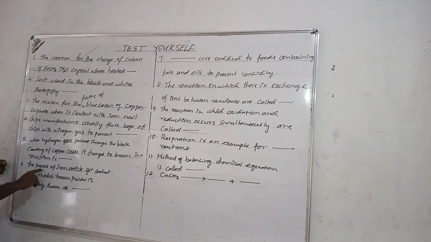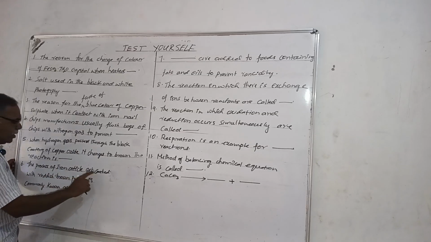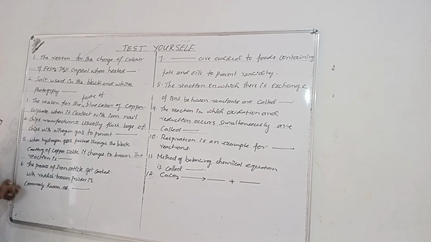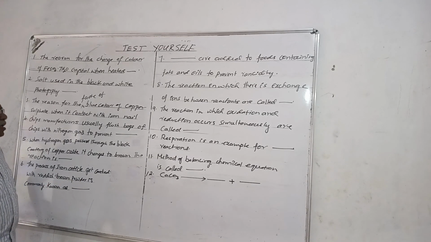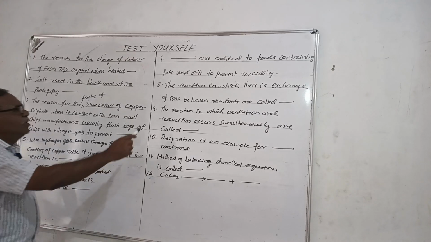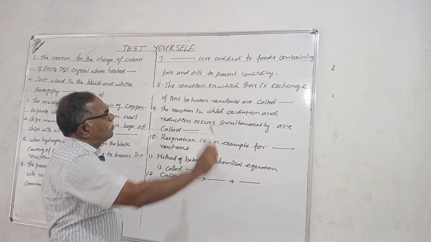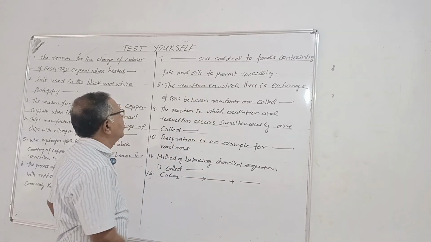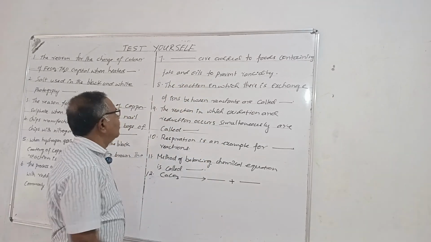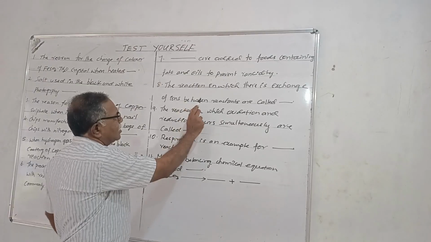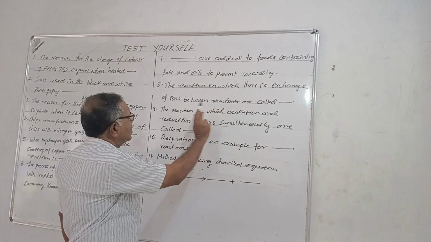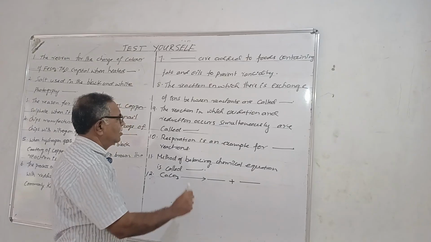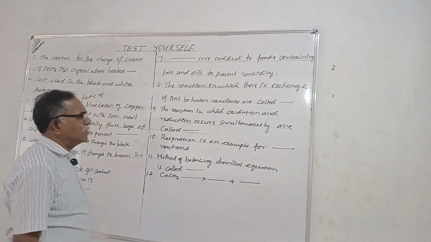Sixth, the process of an iron article getting coated with reddish brown powder is commonly known as, write the answer to that. Seventh question, look here. Dash are added to foods containing fats and oils to prevent rancidity. One word is there, you have to write that word. Eighth question, okay. The reaction in which there is exchange of ions between reactants is called dash. Name of the reaction, right? What type of reaction is that one?